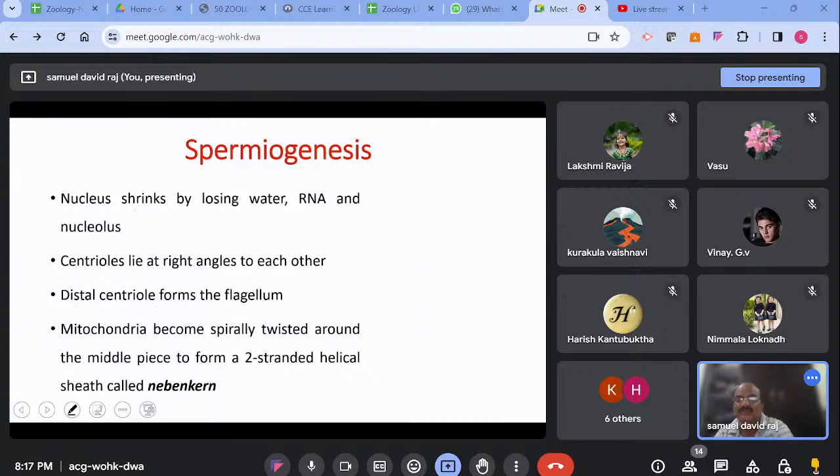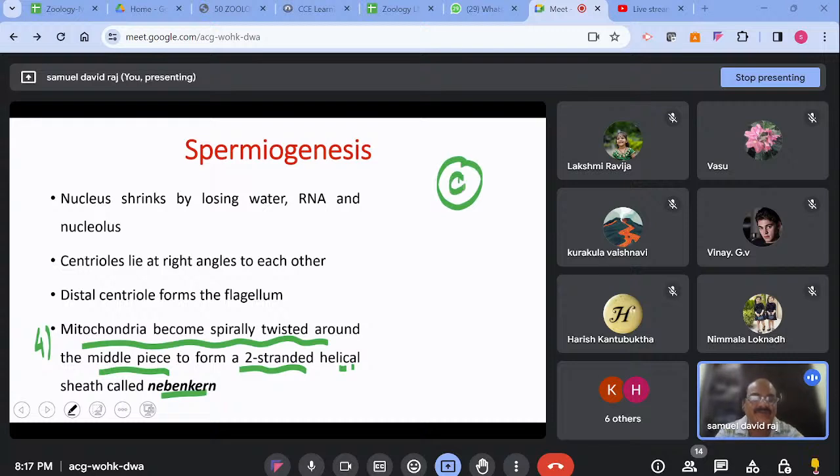And now the fourth point is mitochondria become spirally twisted around the middle piece to form a two-stranded helical sheath called nebenkern. Let me explain this way. This is a spermatid with its nucleus which gradually decreases in size. We know that near the nucleus there is Golgi complex, isn't it? Between the plasma membrane and nuclear membrane, there is Golgi complex.